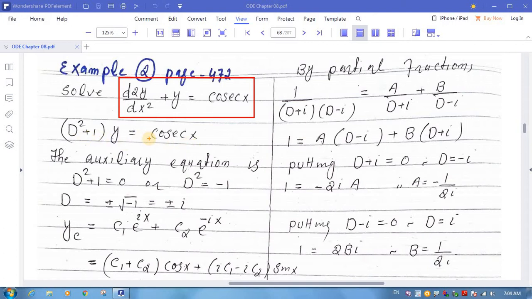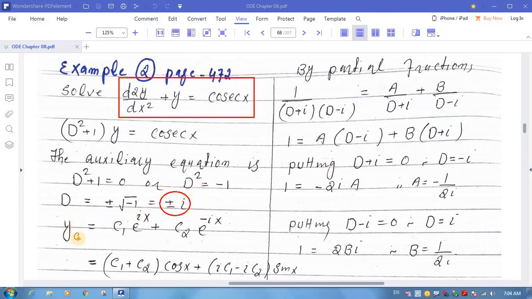Now from this equation the auxiliary equation is D square plus 1 equal to 0. We will ignore y; here we will make this function equal to 0. So this is the auxiliary equation or characteristic equation. Solving this equation we get D square equal to minus 1, and taking square root of both sides, we get D equal to plus minus iota. These are the two roots of D.